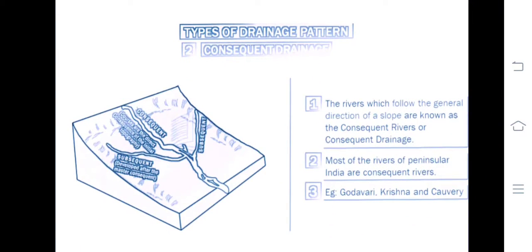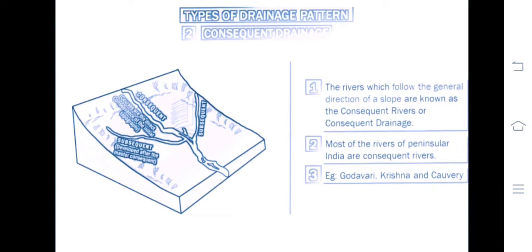Consequent drainage pattern. Consequent, as I told you, because of some structure, like the rivers which follow the general direction of a slope. Yes, you have a slope. That's why it has to follow the same direction. If I pour water, water will go following the slope. Same, the rivers which follow the general direction of slope are known as consequent rivers or consequent drainage, because of the main sources and the way they get the slope, they will follow the same pattern.